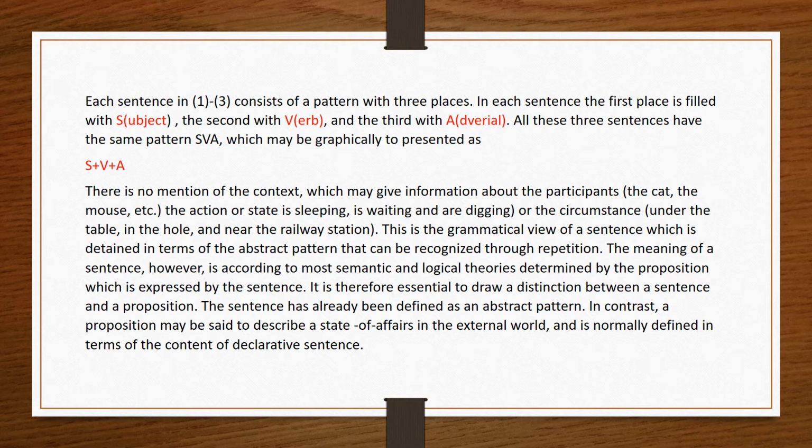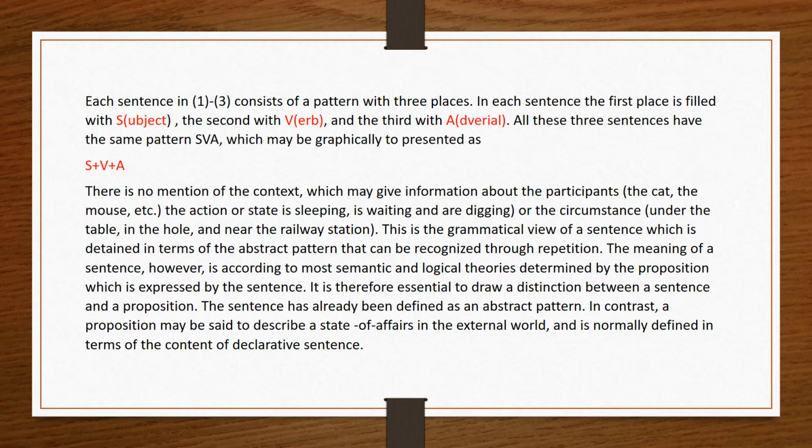Okay, next, each sentence in number 1 to number 3 consists of patterns in 3 places. In each sentence, the first place is filled with the subject. As you know, in all the 3 sentences we have the subject. In the second we have the verb, and in the third we have the adverbial: near, or in, or under the table. All these 3 sentences have the same pattern: subject plus verb plus adverb or adverbial, which may be presented graphically as subject plus verb plus adverbial.